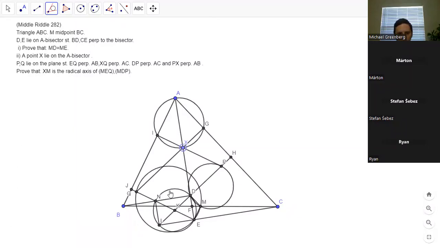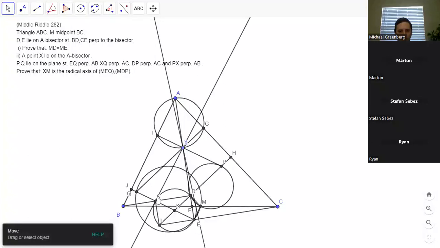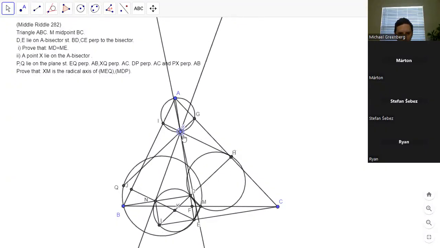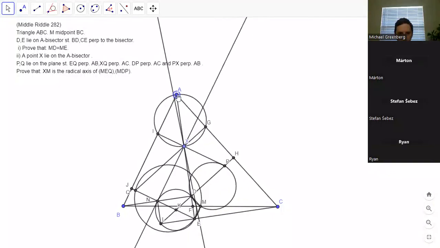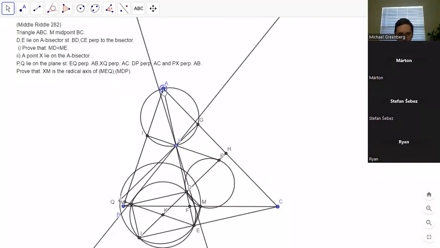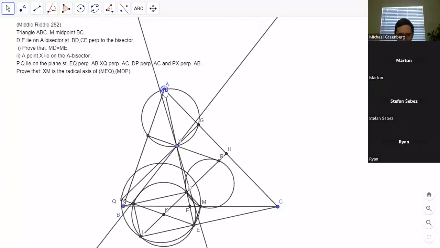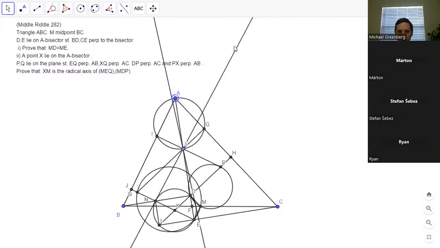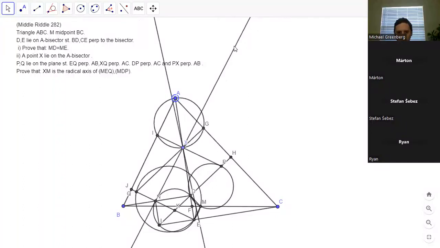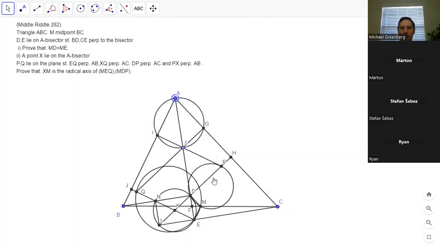So what's the other point of tangent C? Oh, is XN tangent to the circle? That would be interesting. I don't think it's true that XN is tangent to it. But okay, so we want to show that X has the same power with respect to these two circles.